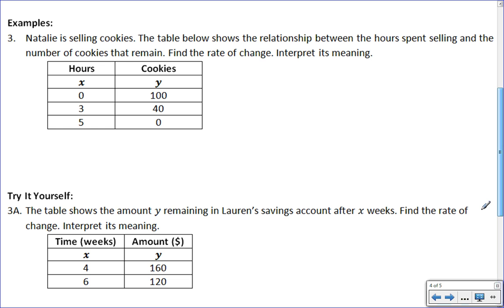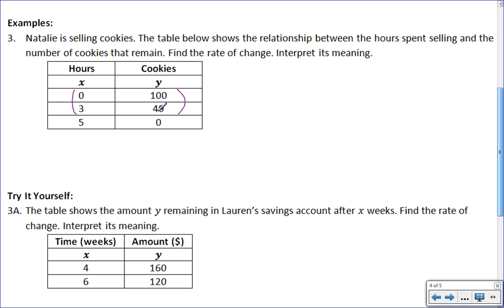Okay, and this is the first one we've seen where we've had more than just two values in the table. The tables that you'll see will have, for now anyway, the same rate of change. So here, the rate of change from 0 hours to 3 hours should be the same as the rate of change from 3 hours to 5 hours. So it doesn't matter which two of these three rows in the table we use. So let's go ahead and use just the first two.